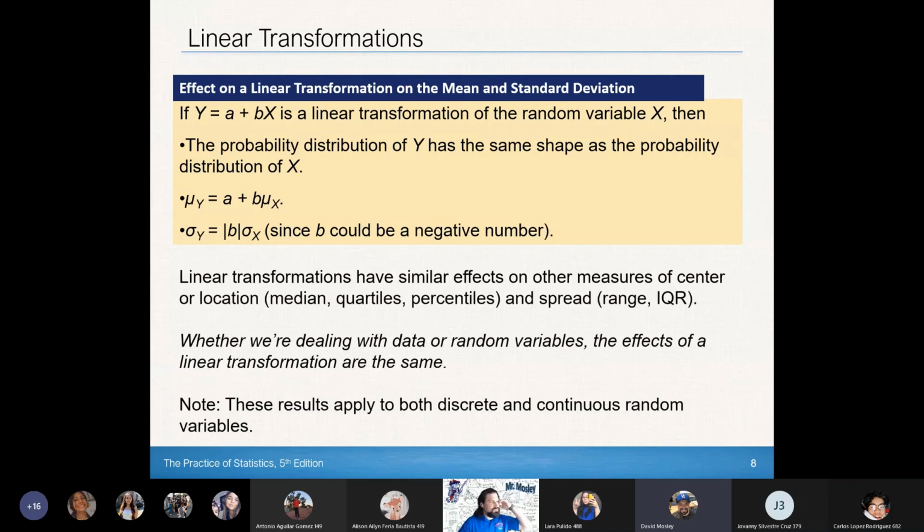Linear transformations have similar effects on other measures of center or location, median, quartiles, percentiles, and spread, range, and IQR. Whether we're dealing with data or random variables, the effects of a linear transformation are the same. Just like the effects of a linear transformation we saw on one of the first slides. Note, these results apply to both discrete and continuous random variables. So it doesn't matter if we're dealing with a discrete random variable or a continuous random variable. This is the effect of a linear transformation on the mean and standard deviation.